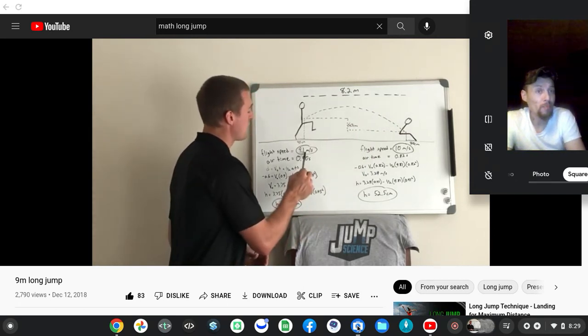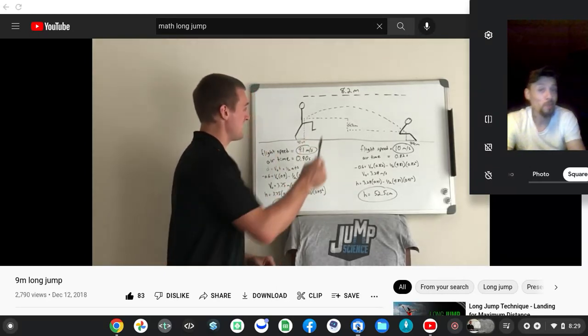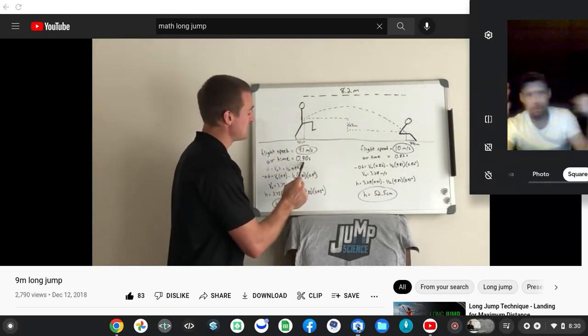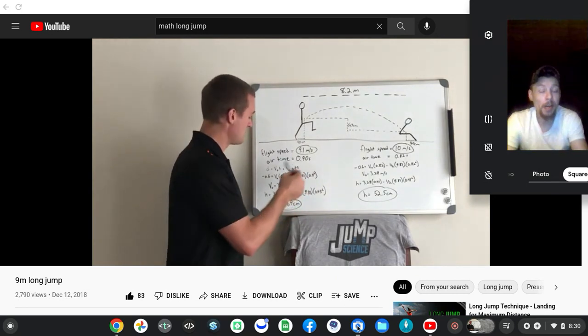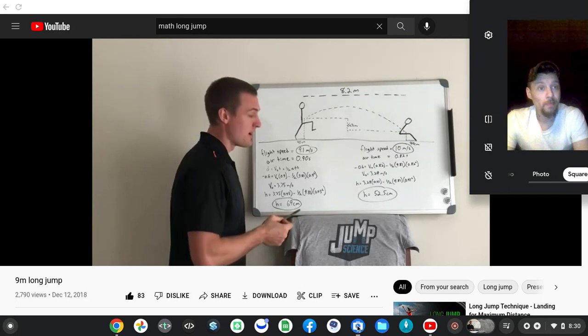One, we may not get 9.1 meters per second horizontal speed. But if you did 8.2 meters, we would need 0.90 seconds in the air. We do a little math, we find out that would require an average 69 centimeter vertical jump.